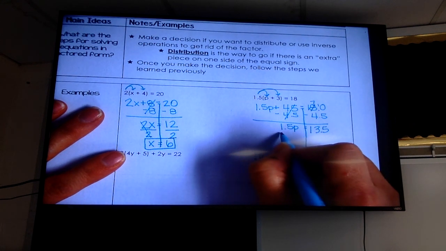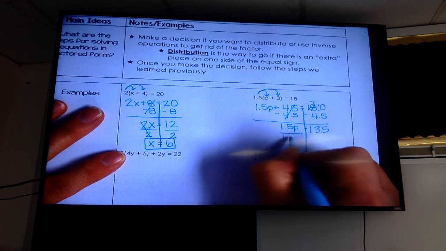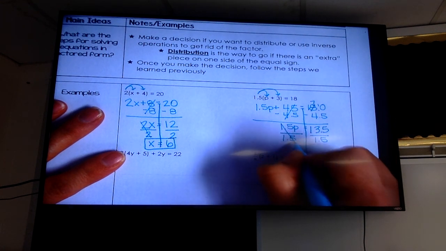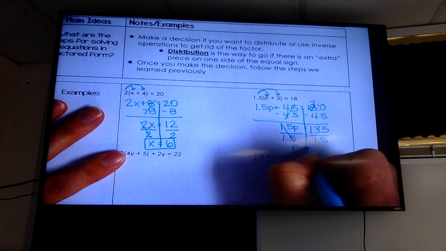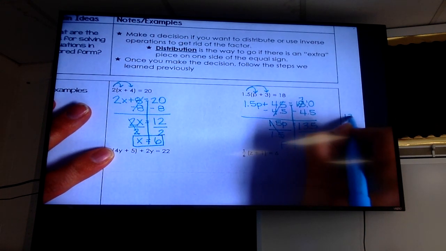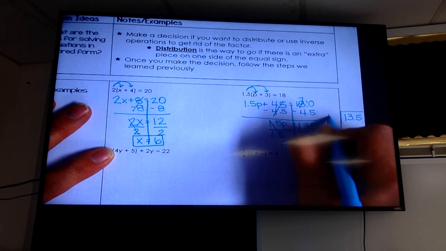Okay, and now I'm going to divide. So I'm dividing by 1.5. Remember, any number divided by itself gives you 1, so 1p or p. Then over here, I'm going to do my math. So I have 13 5/10 divided by 1 5/10.